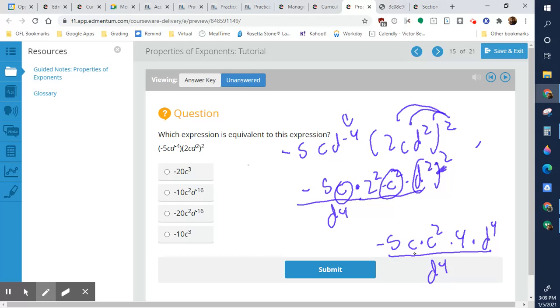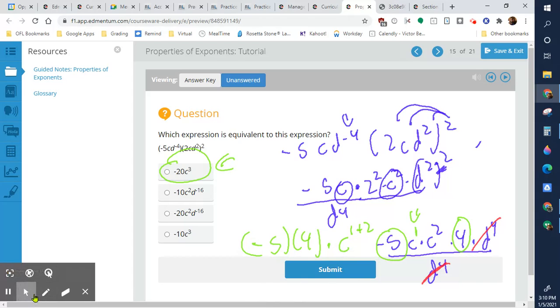And right off the bat, I can see that this d to the fourth is going to cancel out with this d to the fourth. You're going to have this 4 times -5, which will give us that -20, and then 2 plus this invisible 1 is 3. So I know I did a lot there, but basically we multiplied these two together. I feel like the canceling out is self-explanatory. And then we have C1 plus 2, because there's an invisible 1 there. And that's how we end up getting that as our answer, our -20x to the third power.